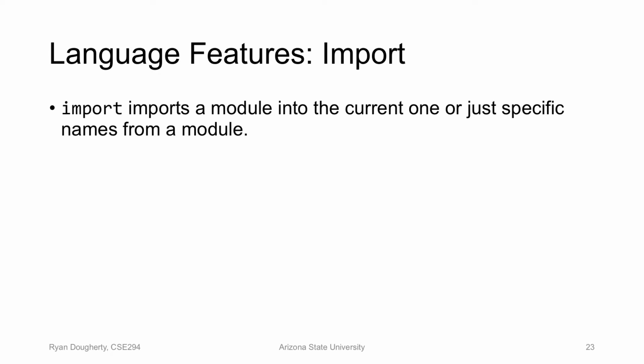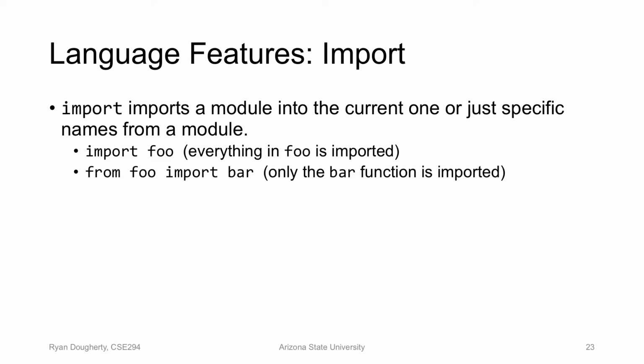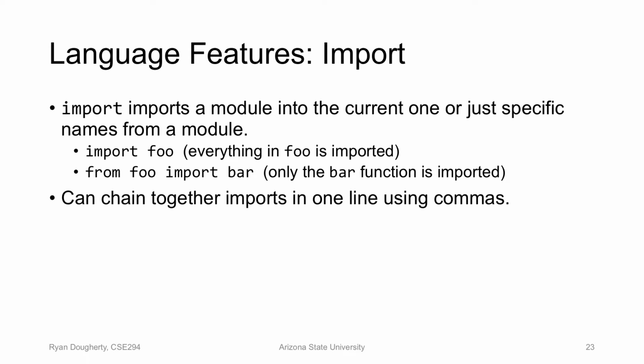And you can actually, as we've done before, use the from keyword, module name, import the function name. So we can just import one or multiple things from the file, from the module if we want to. Like import foo, and everything from foo is imported. But from foo import bar, only the function bar is imported. We can chain together imports using commas. So like import module name, comma, other module name. So we can import multiple things on the same line if we want to.